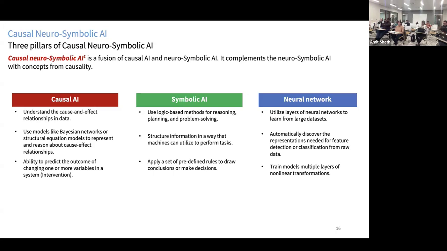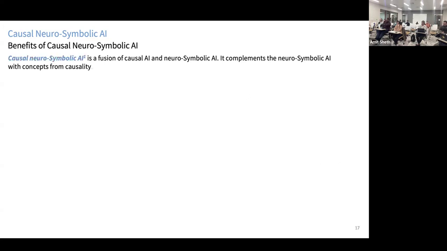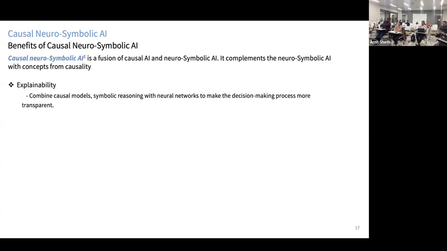Symbolic AI structures the information in a way that is easily understandable by machines, and neural networks can automatically discover the representation needed for classification or feature extraction kinds of problems. What could be some of the benefits? So we already know some of these things are more explainable than others. One benefit is that when we combine the causal models and symbolic reasoning with the neural network, it makes our decision-making process more transparent.